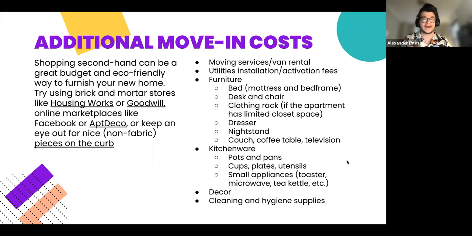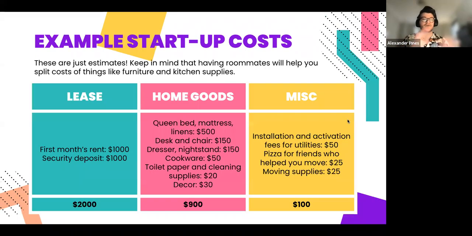Here is a quick sample budget for a mystery person. So this person isn't paying a broker fee, but they might spend $2,000 just to sign the lease and just to get on the lease. They may need to spend an additional $900 on a bed, some basic furniture, some basic cookware, those sorts of things. I came up with these figures by just going to the IKEA website and looking up how much does a desk cost, how much does a chair cost. So your expenses, your costs may vary.